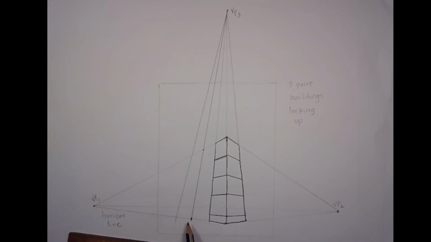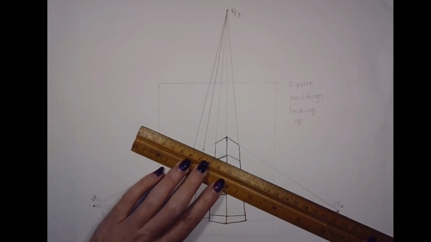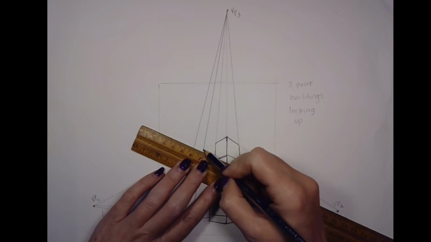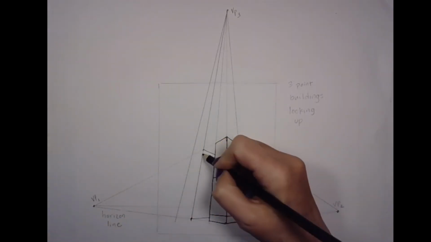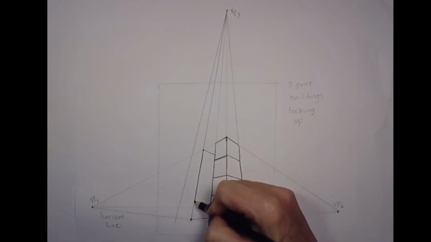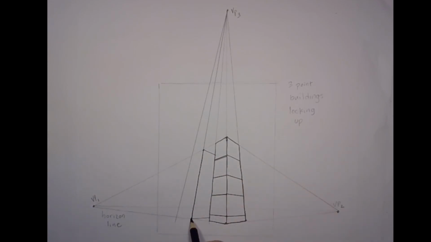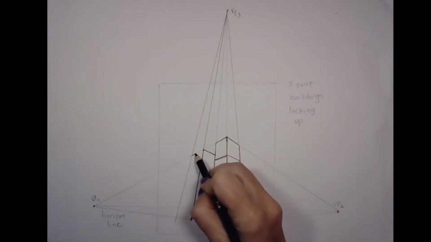So on this side, it's going to vanishing point 1. That line is already there for me. But on this side, it's going to go to vanishing point 2. Again, if I have my ruler, I don't have to draw all the way through. Here it's going to go to vanishing point 2. And I'm going to redefine my building in colored pencil.